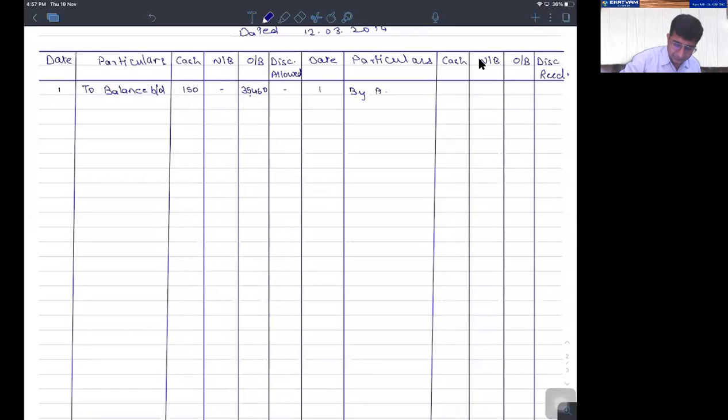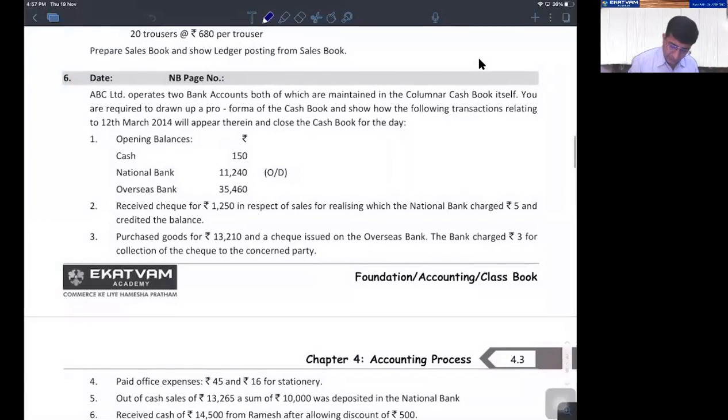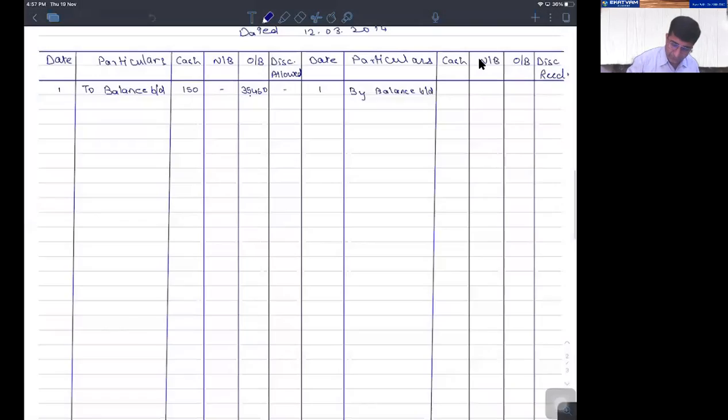By balance brought down in the national bank column is how much? 11,240. Correct? Yes or no?